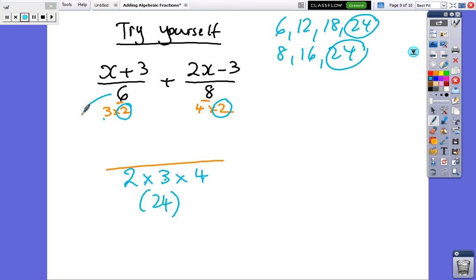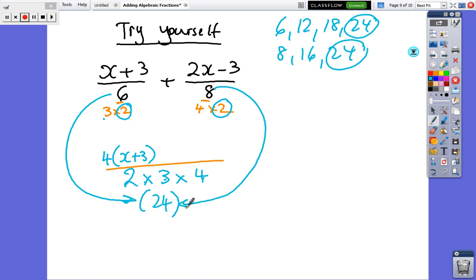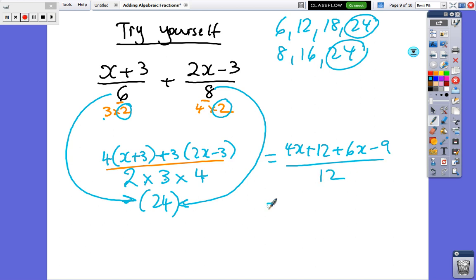Okay, so 6 is being changed to 24, so that means we have to multiply the top by 4, because 4 6s is 24. 8 is being changed to 24, so we need to triple the top. And then we've got 4x plus 12 plus 6x take 9 over 24. 4x plus 6x is 10x. 12 minus 9 is 3 over 24.